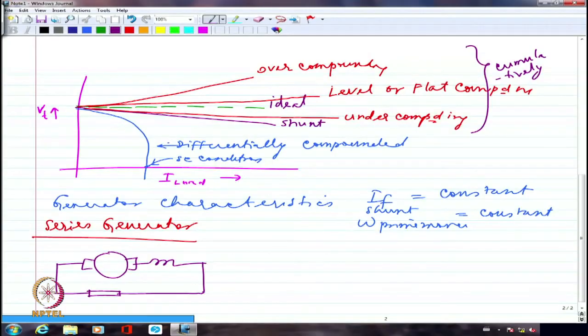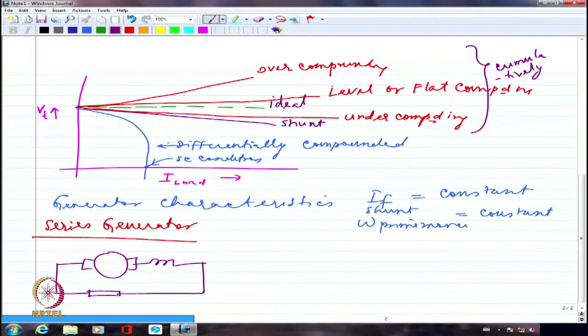So if I don't have any load, there is no field current as well. If there is no field current, there is not going to be much of generation except for the residual magnetism. So it doesn't make any sense to draw the open circuit characteristics of a series generator. Because if I keep it as an open circuit, that is the question of field current. If the field current is not there, I'm not going to really draw any characteristics at all. So there is no point.